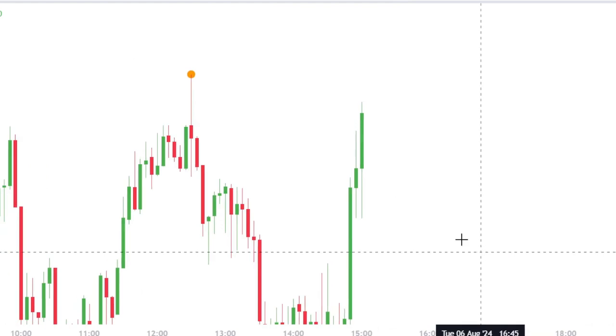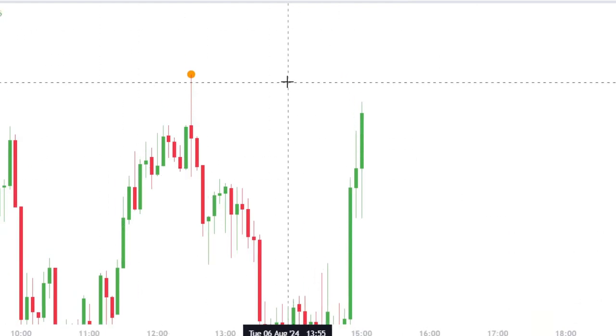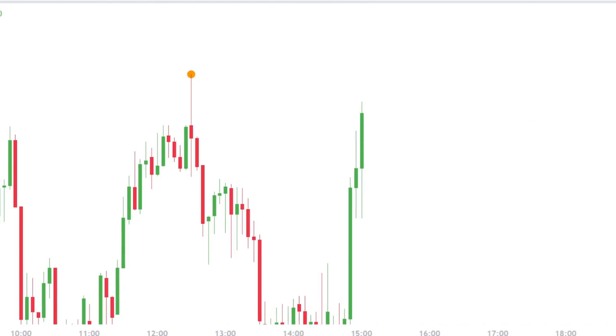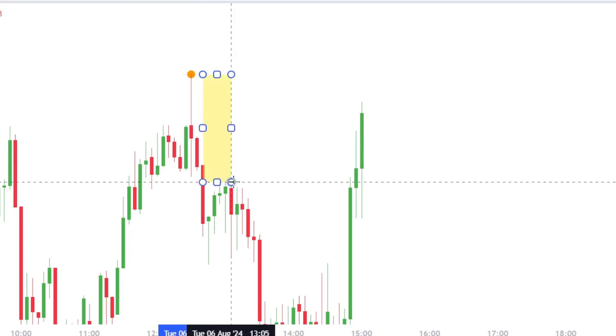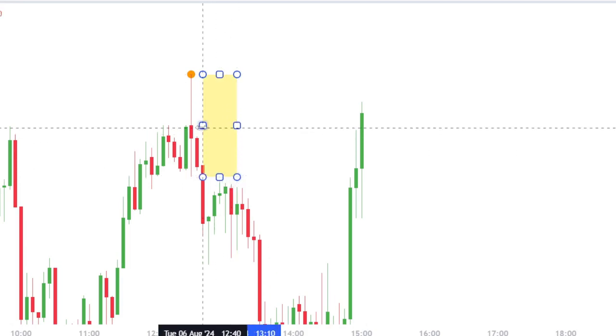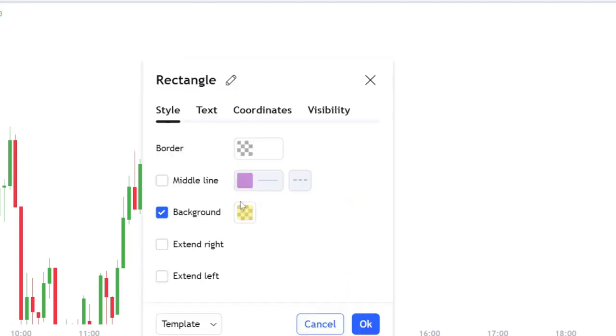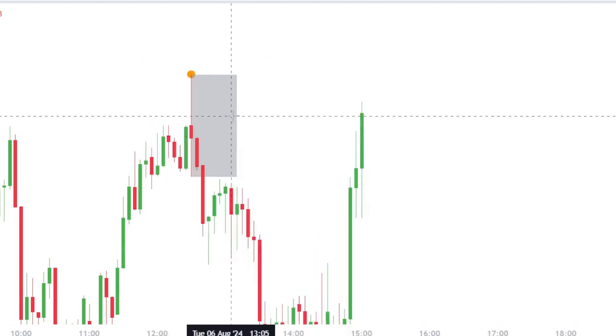a supply zone. In this case, we're looking at a supply zone because we're looking for a flip from supply to demand. And the way you want to understand this is that once you've taken a candle like this, this is our candle. This is now going to be our key level. So what makes a key level? Good question, right? What makes a key level?